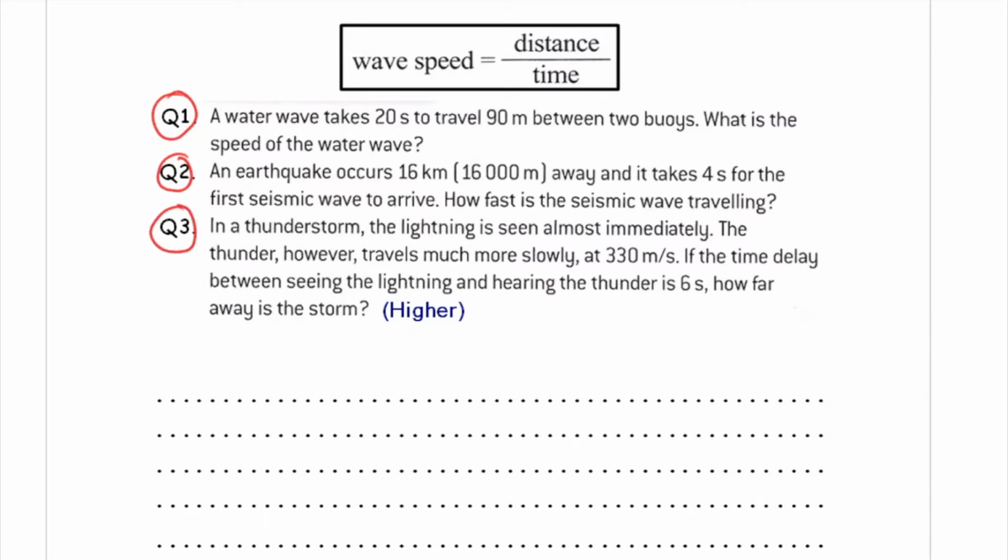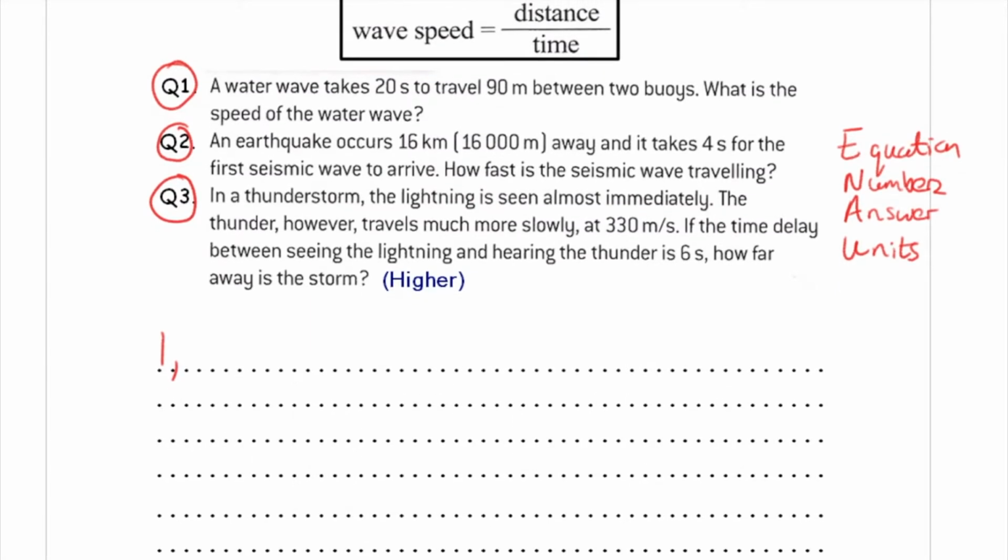Now, as I've explained before, whenever you do a calculation, make sure you remember: write down the equation, put in the numbers, write down the answer, and include the units. Question 1. What's it telling us? A water wave takes 20 seconds to travel 90 meters between two buoys. What is the speed of the wave?